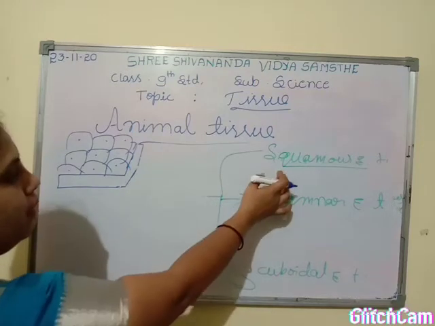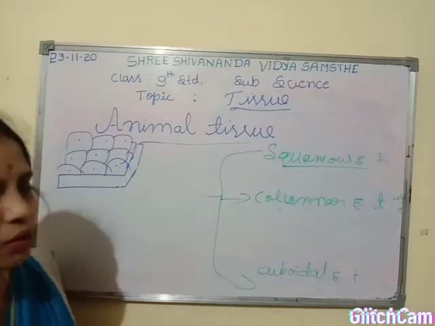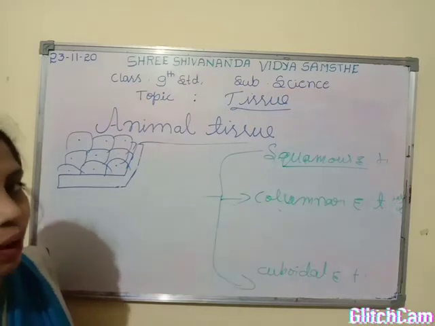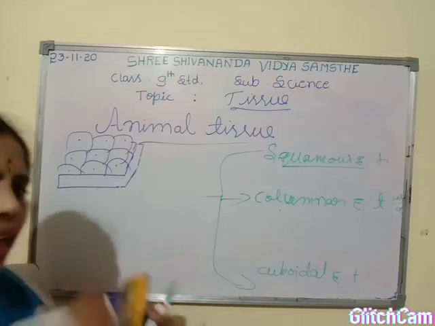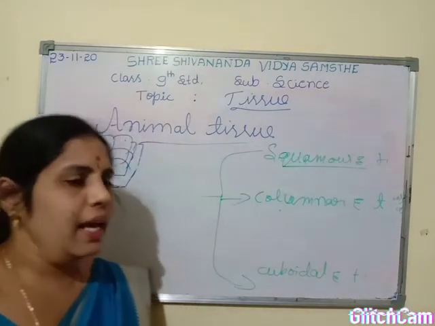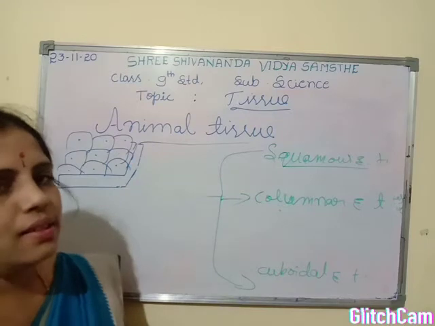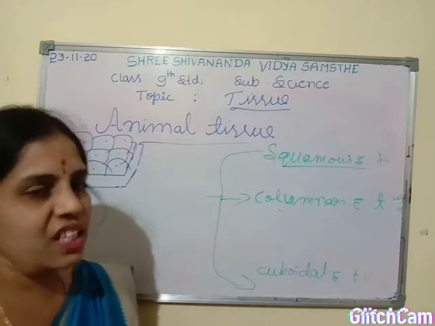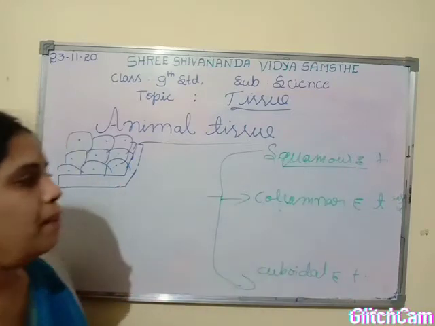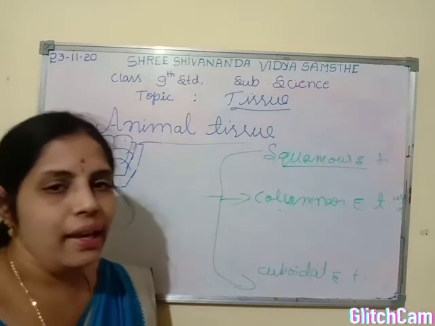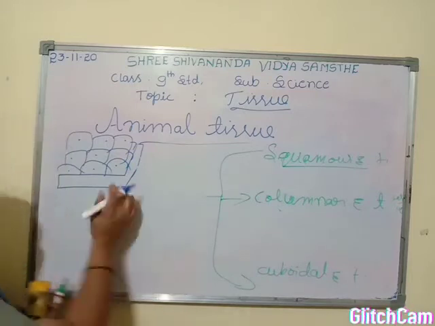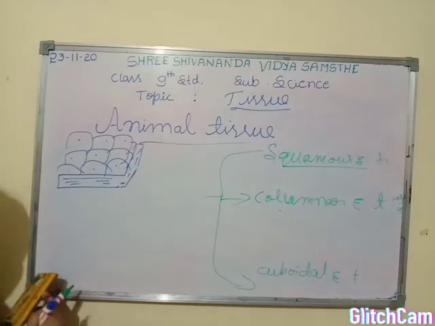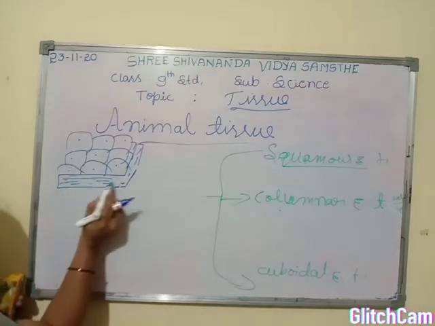So what is the location of this squamous epithelial tissue? Where is it found? It is found in the outer layer of the organ. If you take any organ, the outer layer and the outer body of this organ is made up of squamous or columnar or cuboidal epithelial tissue. So here this is known as the basement membrane.